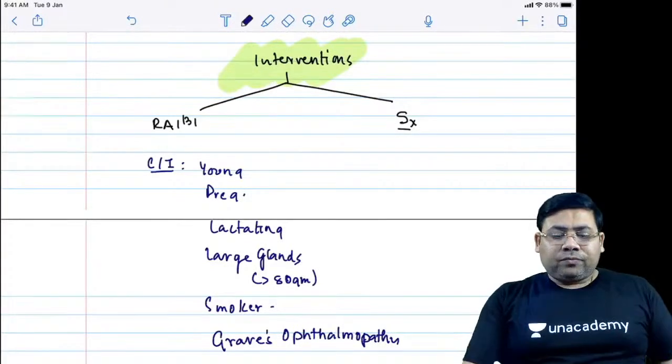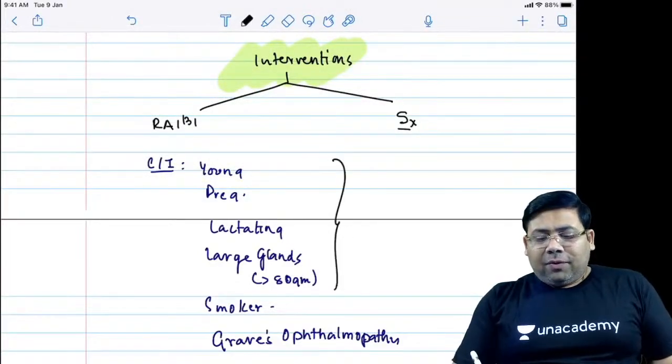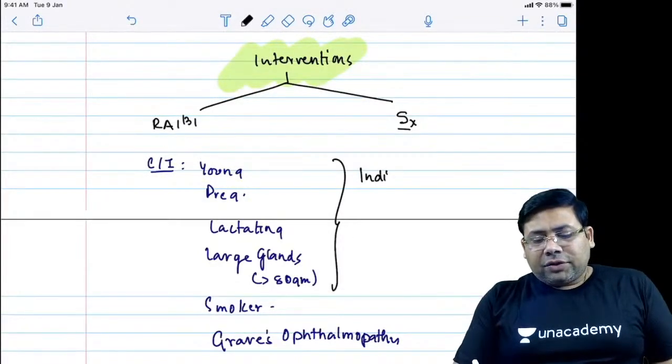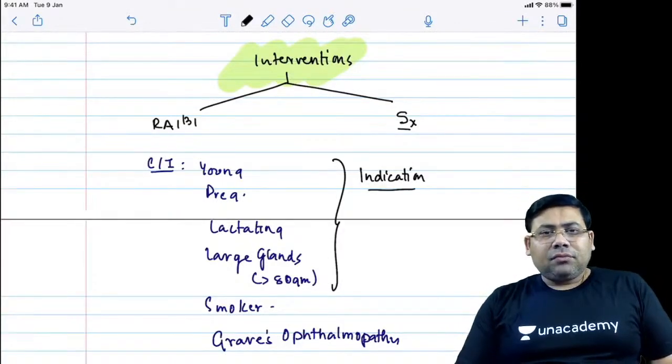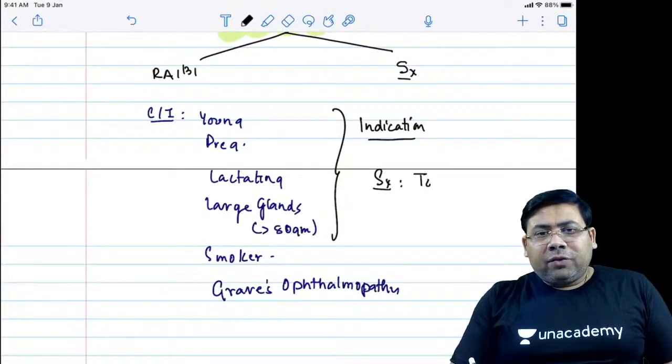Is that clear or no? So all these contraindications, they will become what? Indications for surgery. See, what surgery do we do? We only do one surgery, that is total thyroidectomy.